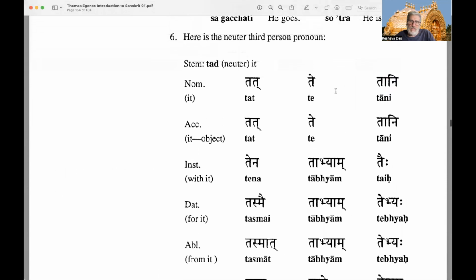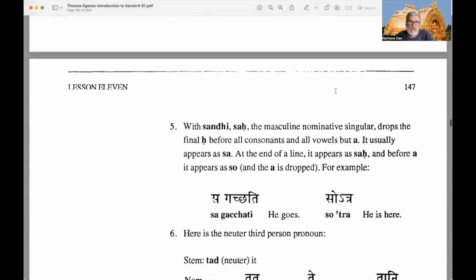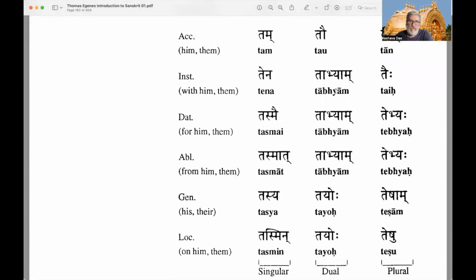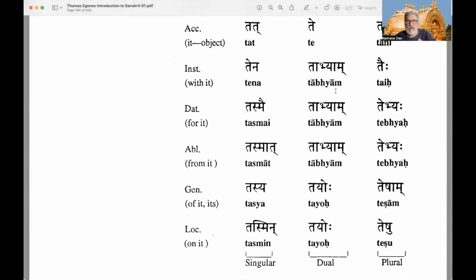So in actual fact, just like with the nouns, with the short a ending nouns, masculine, and the short a ending nouns, neuter, we noted that it was only the nominative and accusative that were different, and the rest of it is the same. So let's have a look at that for a start. Tena tabhih, tasmai tabhyam tebhyah, tasmat tabhyam tebhyah, tasya tayoh tesham, tasmin tayoh teshu. And what is it down here? Same thing, instrumental. Tena tabhih, tasmai tabhyam tebhyah, tasmat tabhyam tebhyah, tasya tayoh tesham, tasmin tayoh teshu. Okay, it's the same, right?